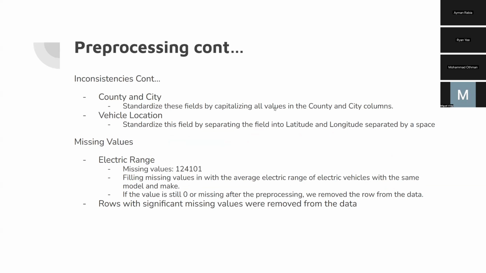Now, for missing values, electric range was the most troublesome because this had a lot of zero values and missing values. There were a total of 124,101 missing values. And we filled in these missing values by using the average electric range of electric vehicles with the same model and make. Now, for rows with significant missing values, we just removed them from the data set.